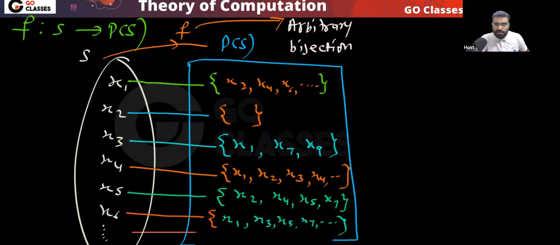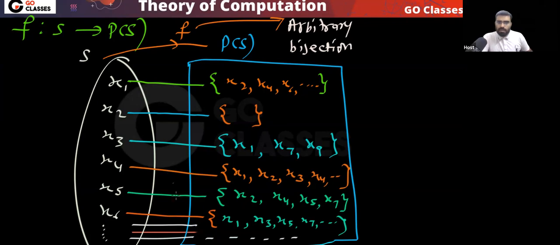Yes or no? You can randomly take whatever you want. You can take any random bijection, no problem. I am giving you a random bijection. Is this clear so far?